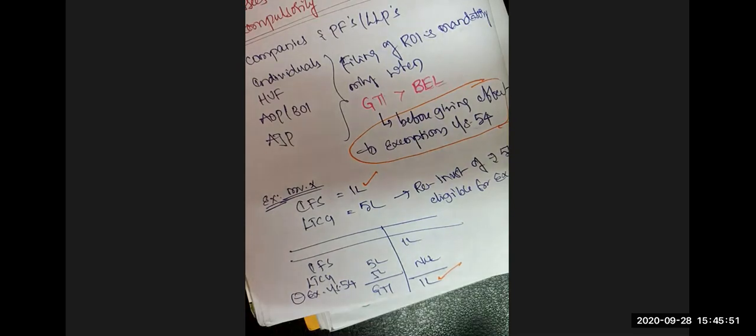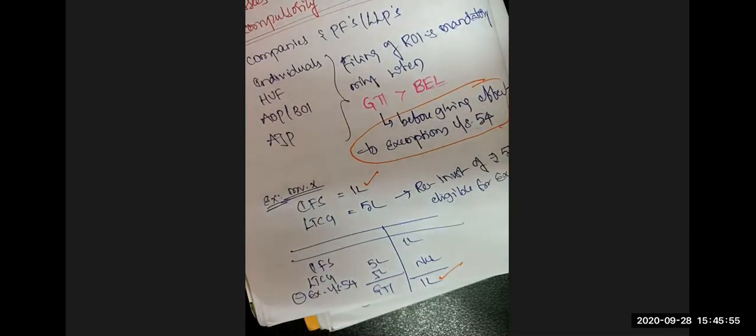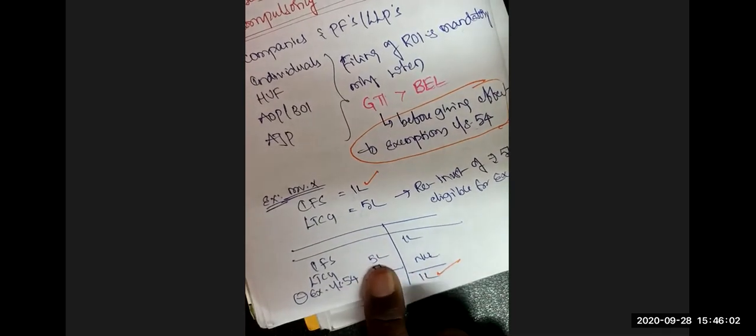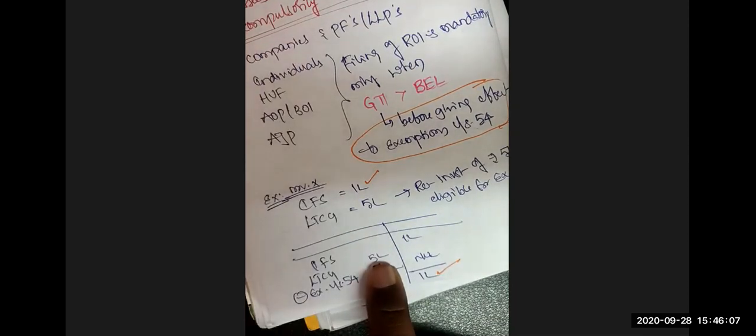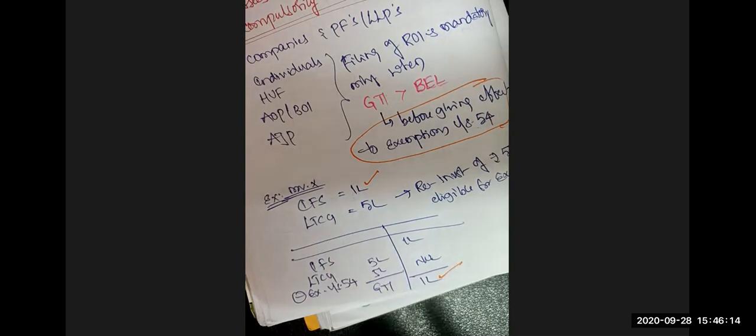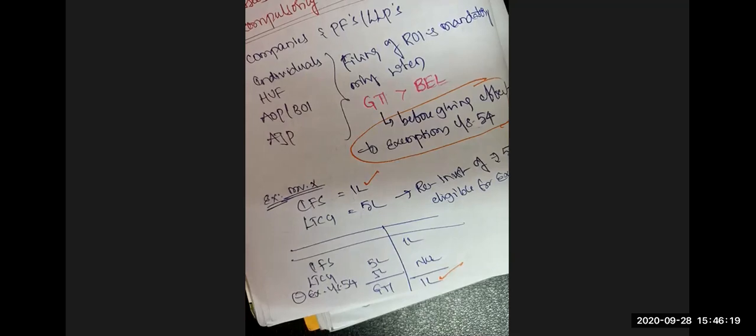Not like that. Before giving effect to exemptions under section 54, look at the gross total income. Before claiming this exemption, what is your gross total income? 1 lakh income from salaries, 5 lakhs long-term capital gains, 6 lakhs, exceeded basic exemption limit. File the return of income. But sir, after claiming the exemption, my total income is only 1 lakh. Yes, my tax liability is 0. Now, do I need to file return of income? Yes. For what?